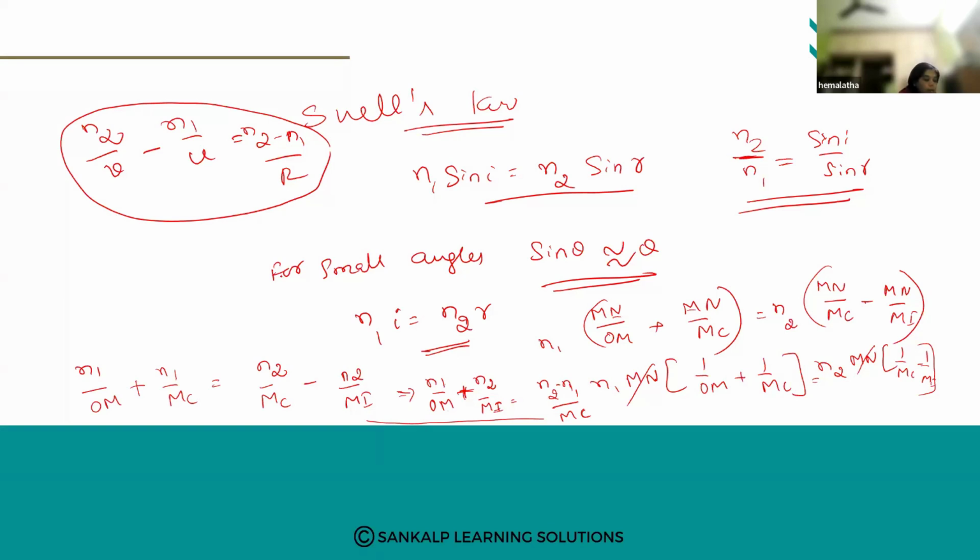This is the relation. So finally we arrived at this relation, n2 minus n1 divided by r. This is the equation that is known as, okay, curved surface, spherical surface. It's all any curved refractor, that is, it depends upon the v, u and this one. Any curved surface, it holds good for any curved surface.